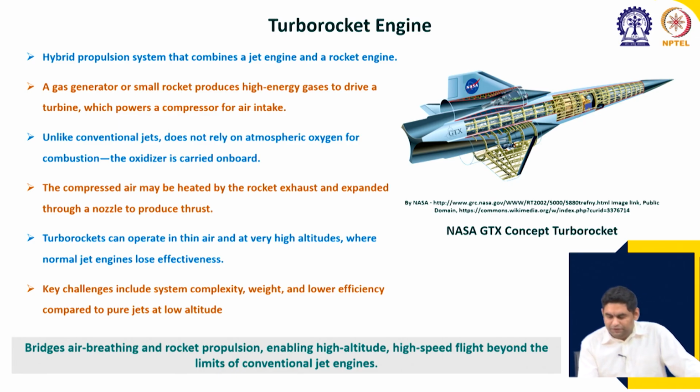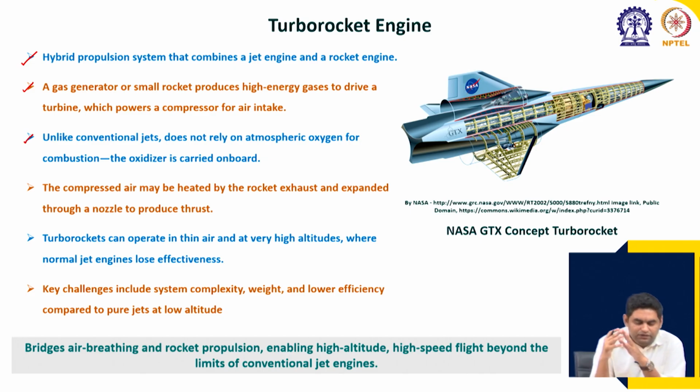Here you can see an experimental design of a NASA GTX concept turbo rocket. This is designed with a hybrid propulsion system with a jet engine and rocket engine. There is a gas generator or a small rocket which produces high energy gases. This drives the turbine and also powers the compressor for air intake. Unlike conventional jets, this does not rely on atmospheric air. Because the rocket is present, atmospheric oxygen is not necessary. Without it this can also operate, because the oxidizer is on board.